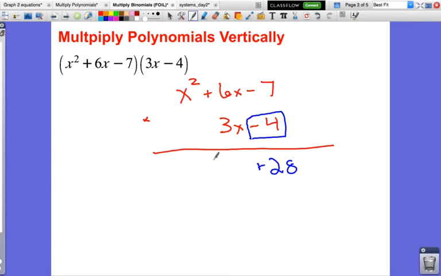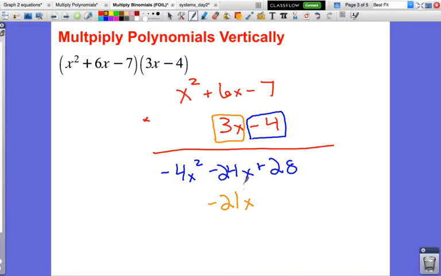Negative 4 times 6 is negative 24x. So I have a negative times a positive, and make sure you bring the variable. And then negative 4 times x squared is negative 4x squared. Now I need to multiply by my second piece and multiply this by everything, kind of like the distributive property. So I need to multiply 3x by negative 7, 3x by 6x, 3x by x squared. And when I do this, I'm going to line it up with all the pieces that I have down below. So 3x times negative 7 would be 3 times negative 7 is negative 21x.